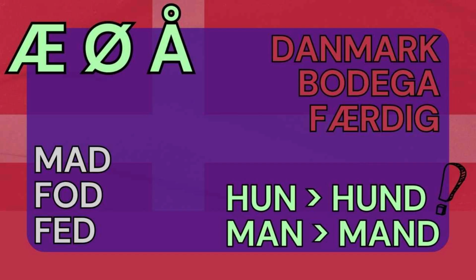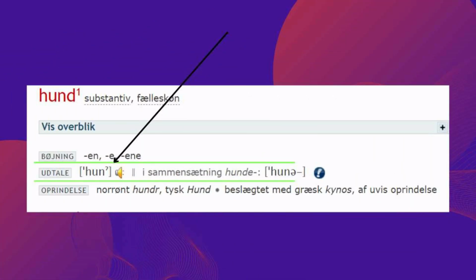Hun, hun. Man, man. And actually, if you check the Danish dictionary, which is called Den Danske Ordbog, ordnet.dk, you will see under the part that says udtale, which means pronunciation, a little question mark symbol, and that question mark signifies the glottal stop. I'll leave you some resources that you can find.